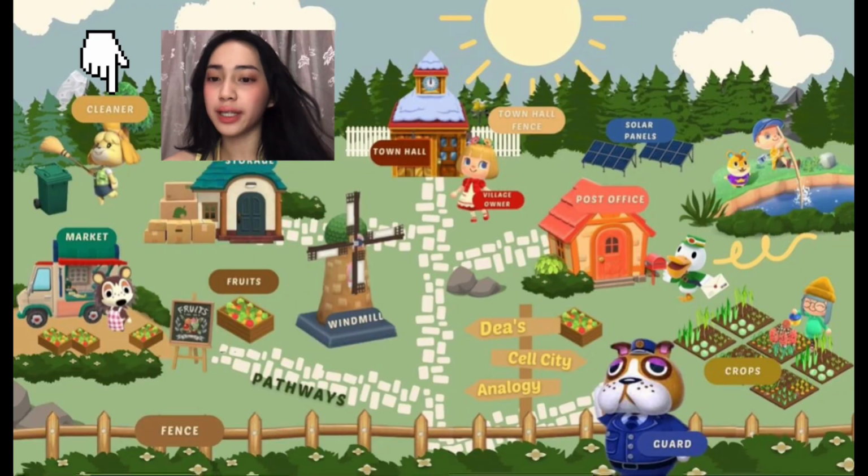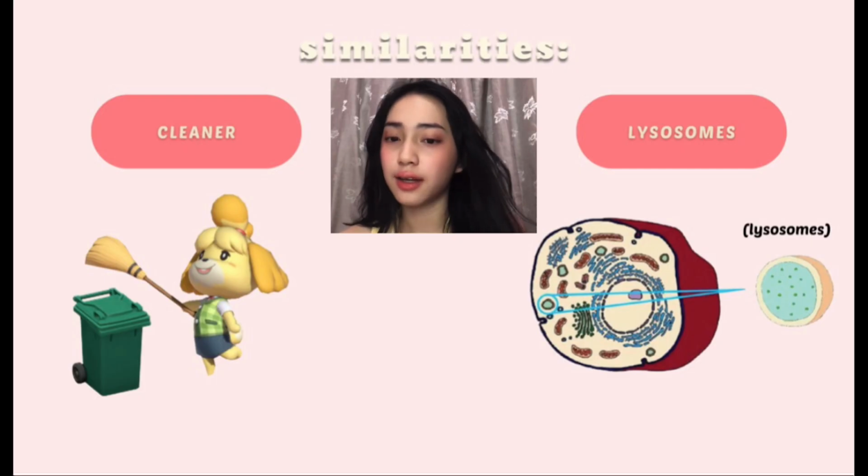Right over here, you'll meet Isabel. She's the one responsible for the community cleaning, and she helps in maintaining the village. She is very similar to the cell's lysosomes, since the lysosomes act as the cleanup crew of a cell. They are filled with enzymes that break down macromolecules into smaller molecules, which are then used to nourish the cell.